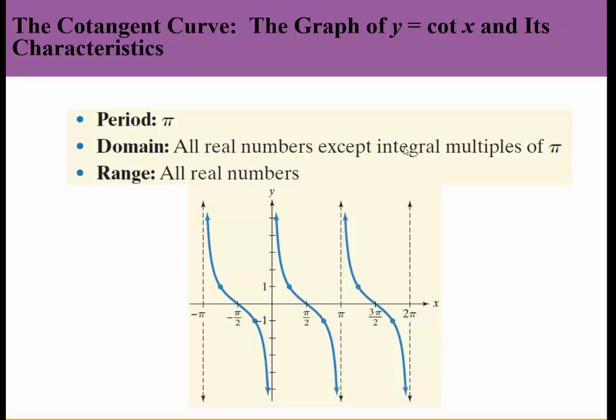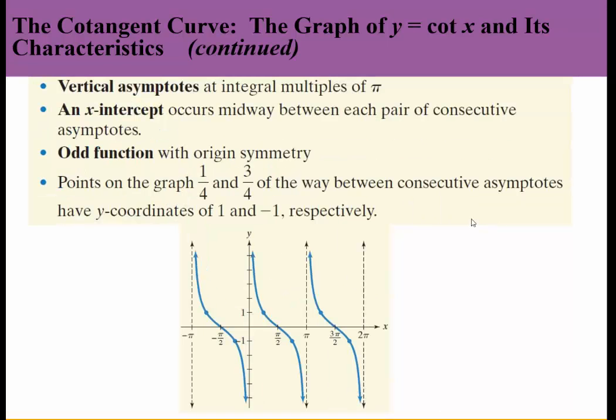Domain, all real numbers except multiples of pi, or some texts will say pi n with integer values for n. Range, all real numbers. All right, the vertical asymptotes here we mentioned already. Now again, just like tangent, watch how similar these are. The x-intercept occurs right between the asymptotes. The formula is still going to hold: a1 plus a2 divided by 2, okay? Odd function here with the origin symmetry, okay?